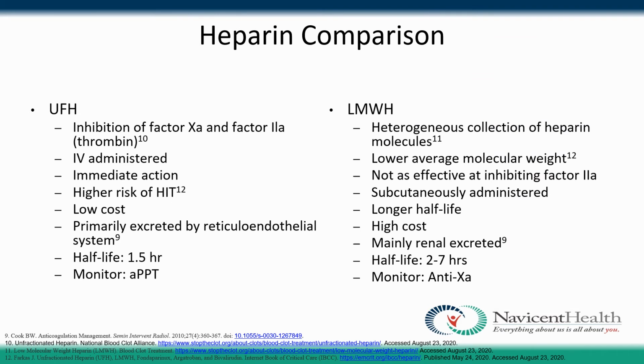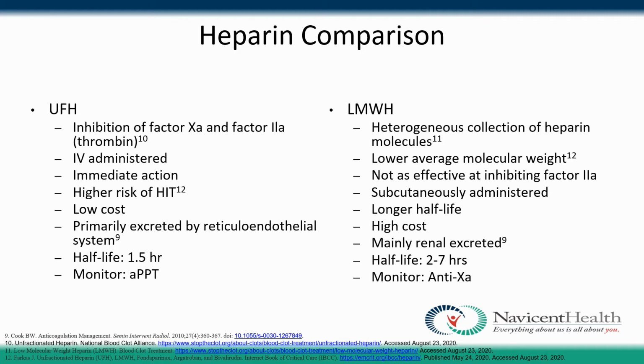Here I have the two types of heparin, unfractionated heparin on the left and low molecular weight heparin on the right. On the left, unfractionated heparin inhibits both factor 10A and factor 2A, which is thrombin. It's IV administered, so it works immediately. It has a higher risk of heparin-induced thrombocytopenia. It has a lower cost. It's primarily excreted by the reticuloendothelial system, has a half-life of 1.5 hours, and you have to monitor the activated partial thromboplastin clotting time.